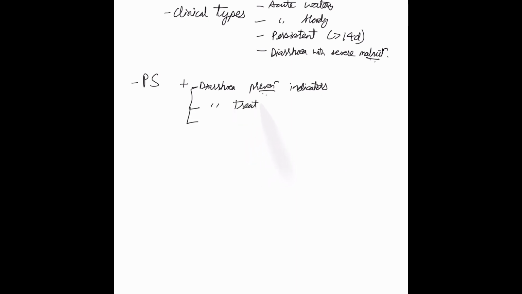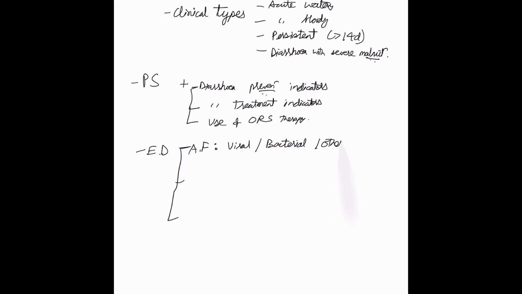Then we move on to acute diarrheal diseases. Then you have the definition of diarrhea, then the clinical types of diarrhea: acute watery, acute bloody, persistent diarrhea, which is more than 14 days, and diarrhea with severe malnutrition. Then you have the problem statement plus diarrhea prevention indicators, treatment indicators, and indicators of use of ORS therapy.